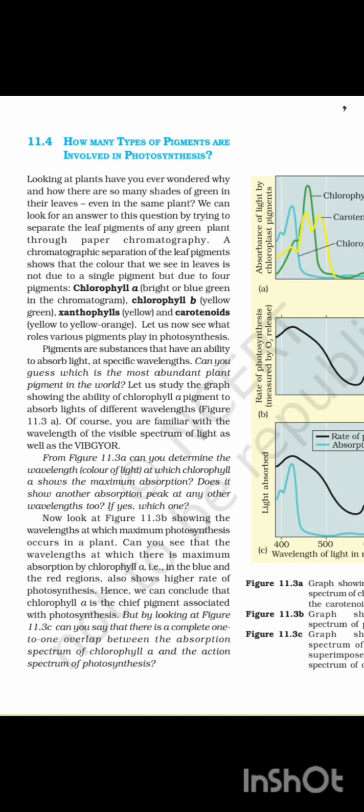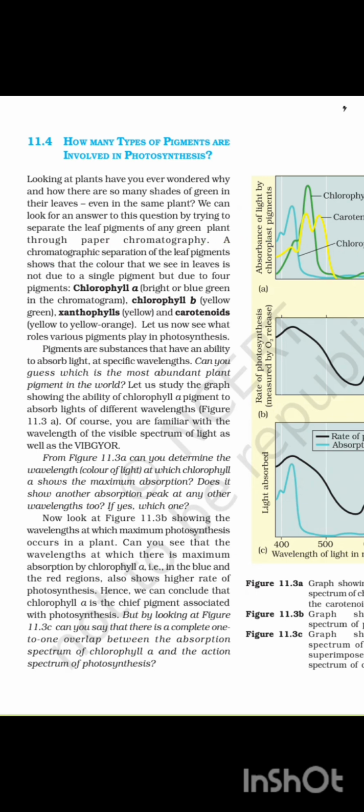11.4 How many types of pigments are involved in photosynthesis? Looking at plants, have you ever wondered why and how there are so many shades of green in their leaves, even in the same plant? We can look for an answer to this question by trying to separate the leaf pigments of any green plant through paper chromatography.